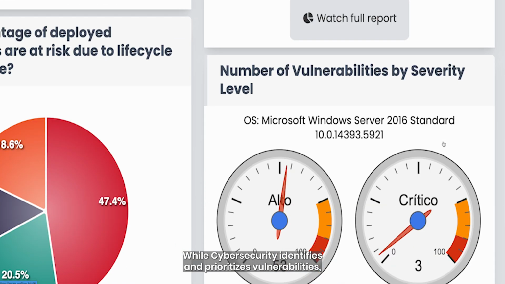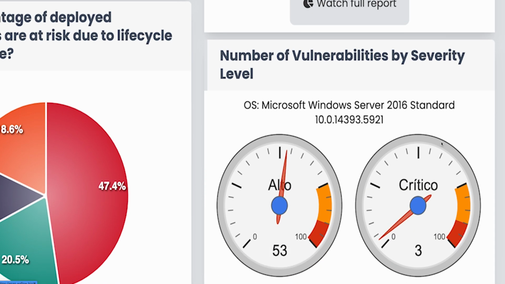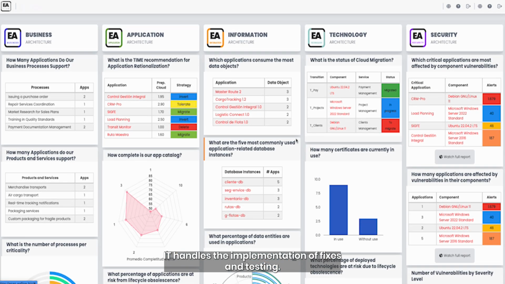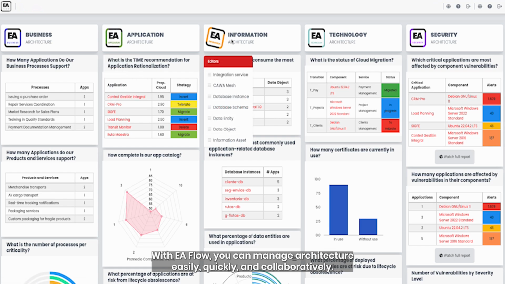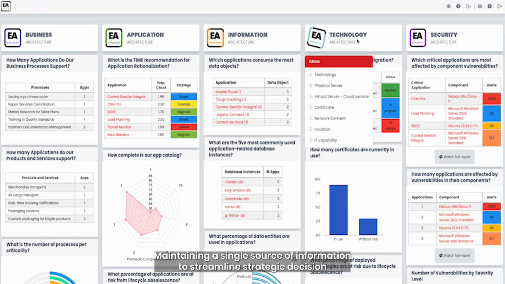While cybersecurity identifies and prioritizes vulnerabilities, IT handles the implementation of fixes and testing. With EA Flow, you can manage architecture easily, quickly, and collaboratively, maintaining a single source of information to streamline strategic decision-making and enhance communication between IT and cybersecurity teams.